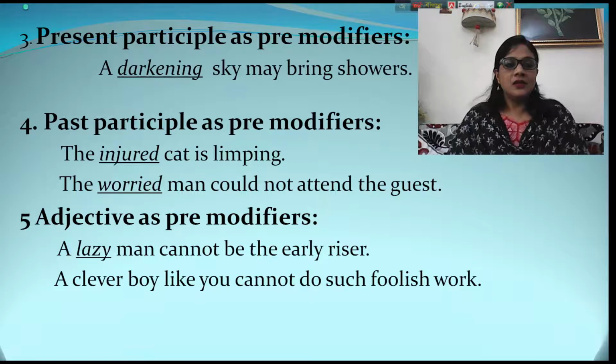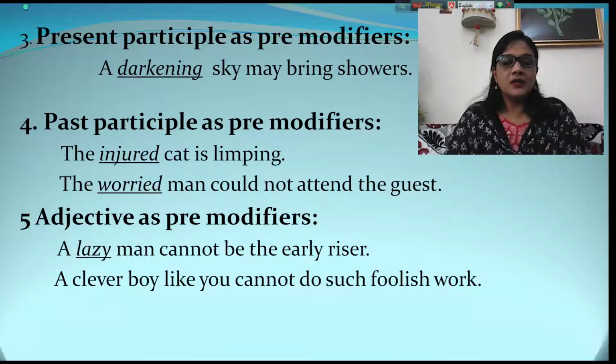Then present participle as pre-modifiers. Here the example is a darkening sky may bring showers. The sky কেমন, তার কোয়ালিফিকেশনটা, স্কাইটা কেমন সেটা ডার্কেনিং দিয়ে বোঝানো হয়েছে, অন্ধকারাচ্ছন্ন আকাশ. তার মানে কি, here the darkening modifies the noun sky. For this reason, it is used as a pre-modifier.